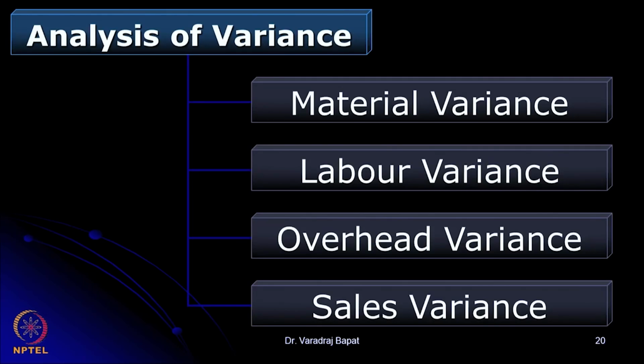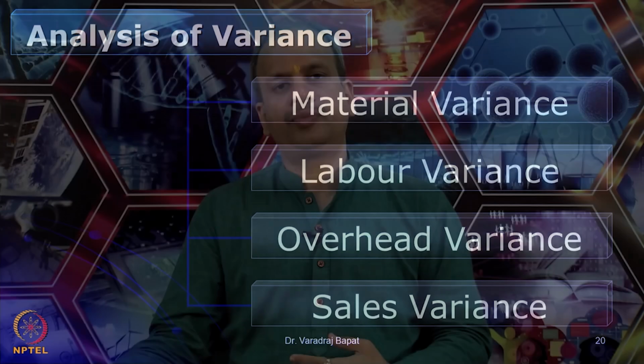Now, the variances can also be broken as per elements of cost. So, here we can break down the variance into material, labor, overheads and sales variances. These overhead variances in turn can be broken into variable overheads and fixed overheads, but these are the major causes leading to variance.